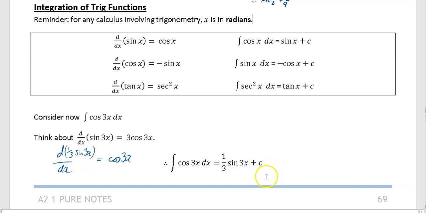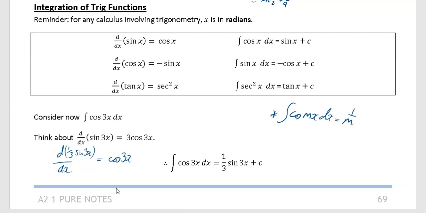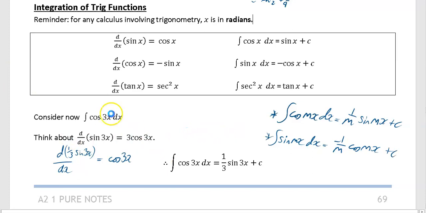Okay, it's fine for you to work through that every time, but it's quite long. So a couple of extra wee results which are good for you to learn. If you integrate cos mx, where m is just a constant, with respect to x, you'll get 1/m sine mx, and remember plus your constant of integration c. And also if you integrate sine mx with respect to x, what you're going to get is minus 1/m cos mx plus c. So two very useful results, definitely will speed you up as you go through these questions.